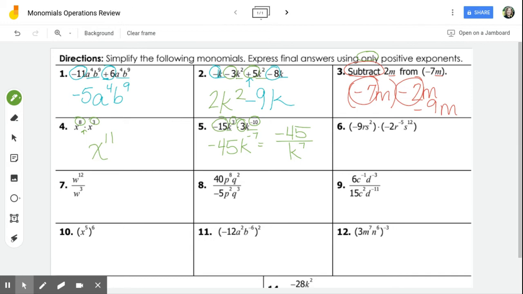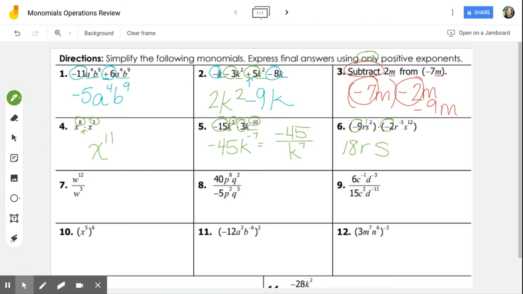Okay, so let's try the next one. For this one, we're multiplying. We've identified the operation. We do have coefficients, so we're going to deal with those first. Negative 9 times negative 2 is a positive 18. R has no power, but we know that that's really a 1. So we're going to bring down the R and the S, and we're going to add the exponents.